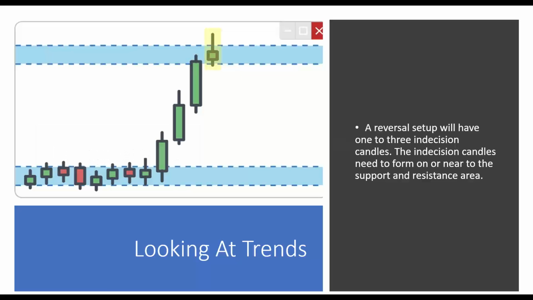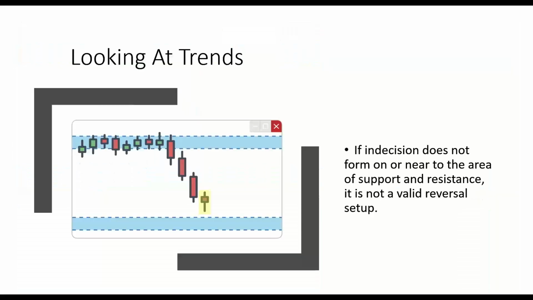That's a reversal setup. We have 1 to 3 indecision candles. Like we saw in the pound Canadian dollar, we had those 3 little tiny candles right after we had that boom. It doesn't have to be one indecision candle. The indecision candle needs to form on or near the support or the resistance area. If the indecision candle does not form on or near the area of support or resistance, it's not a valid reversal setup, because like I said, indecision candles occur all the time.